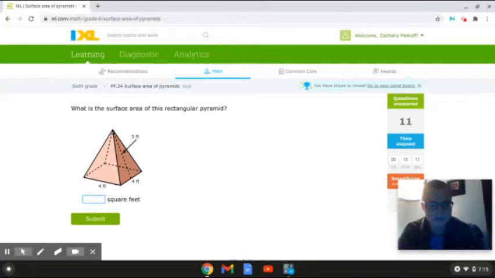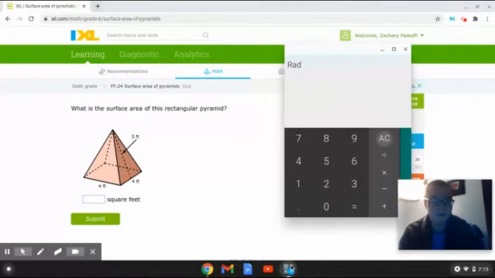Alright, so this next problem reads, what is the surface area of this rectangular pyramid? As we can see here, this rectangular pyramid has a base of 4 feet and a slant height of 5 feet. The way that we're going to be calculating its surface area is like we've been doing before. First, we're going to multiply 1/2, or 0.5, times 4. Then we're going to multiply this times 5. Next, we're going to multiply this answer times 4 because there are 4 sides on a rectangular pyramid. 10 times 4 is 40.